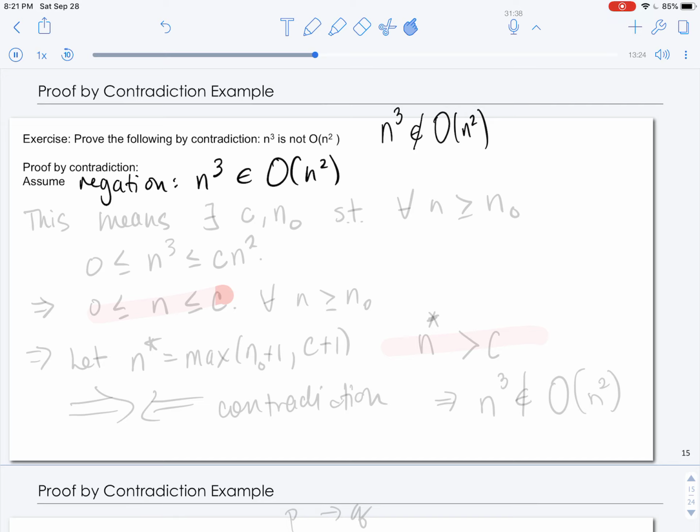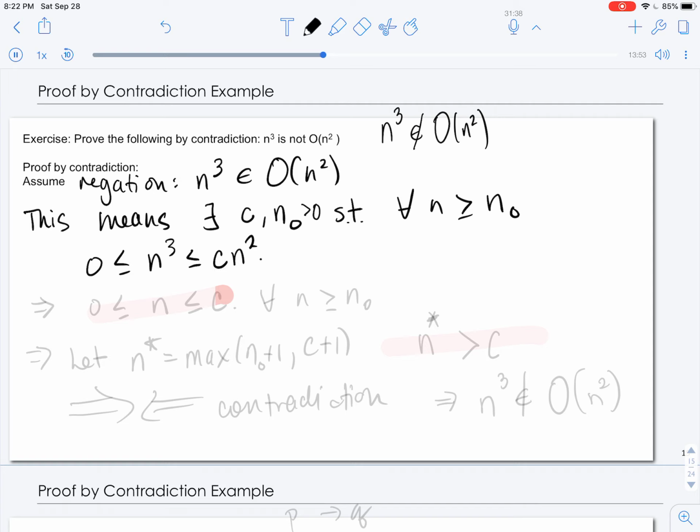Then we can apply the definition of big O. This means there exist positive constants c and n naught such that for any n greater than or equal to n naught, n cubed is greater than 0, but bounded above by a constant times n squared.